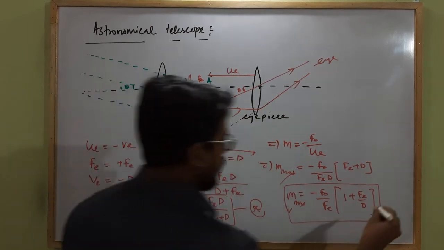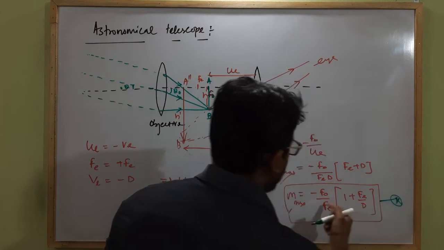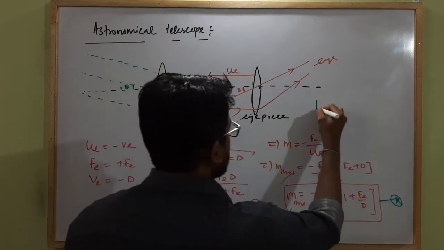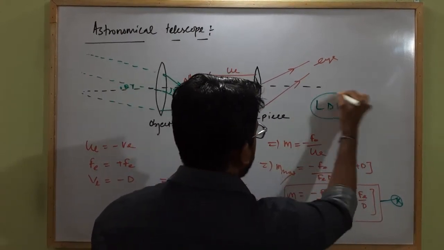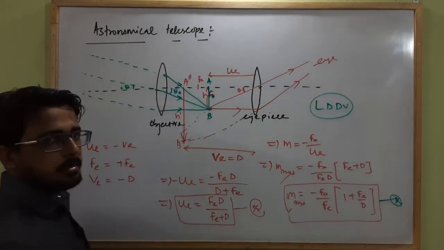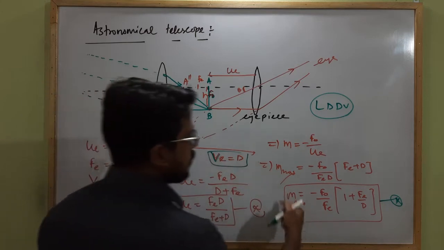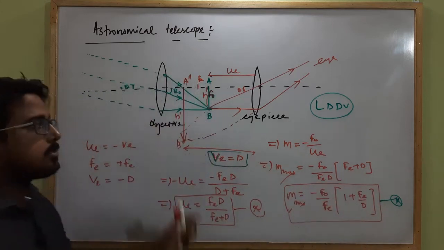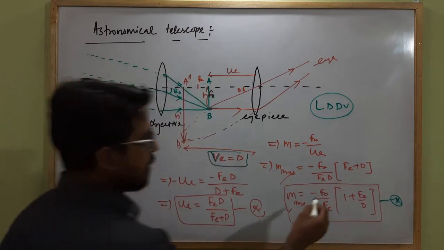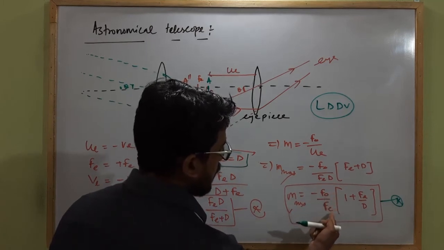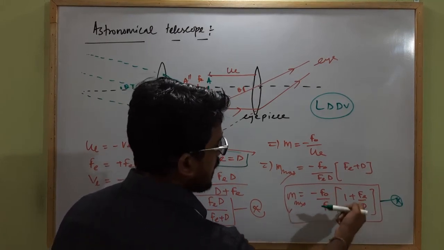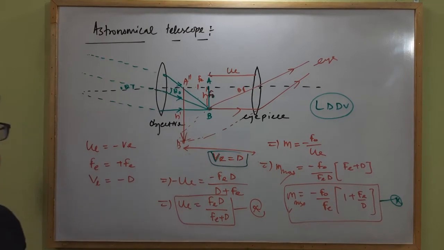So you have to remember, this is the maximum magnification, in case of least distance of distinct vision. When the final image is formed at the least distance of distinct vision, or VE equal to d, then this will be the maximum value of the magnification formed by a telescope, where f0 is the focal length of the objective, FE is the focal length of the eyepiece, and d is the value of the least distance of distinct vision.